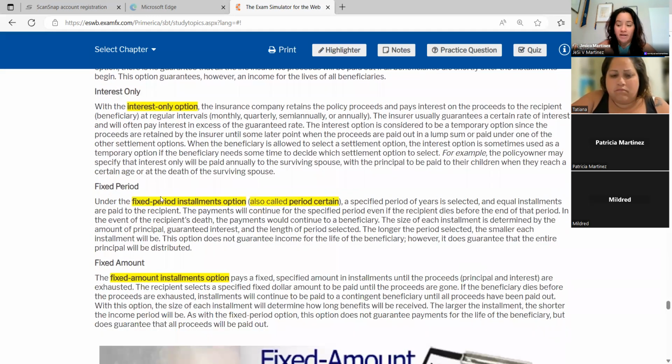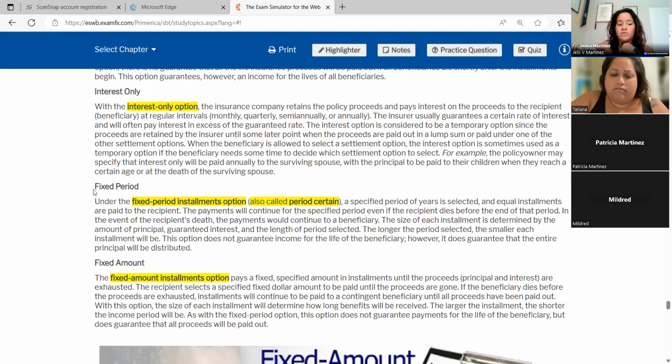Under the fixed period, however, if you die, you also chose a beneficiary that will keep receiving the payments for the amount that you chose, for the period that you chose. And the fixed amount option is basically the same as a fixed period. Now you're choosing a certain amount of money that you would like to get paid. If the beneficiary dies before the proceeds are exhausted, installments will continue to be paid to a contingent beneficiary until all proceeds have been paid out.